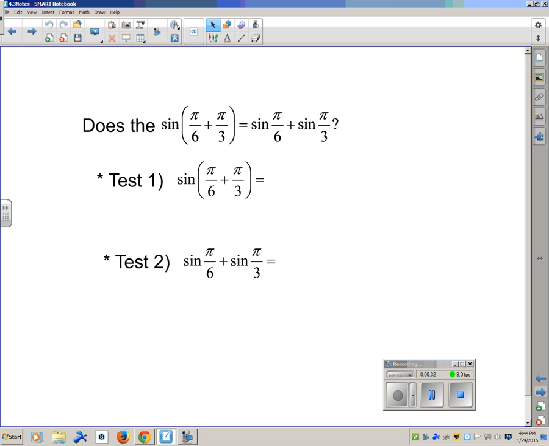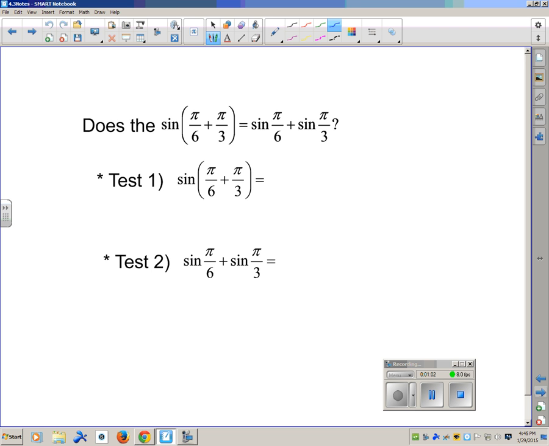So basically here, if you look through this, and if you have out your unit circle and your yellow identity sheet, we'll be able to go ahead and find these values. So either looking at your unit circle or your identity sheet, let's see if we can figure out if these are equal. It says, does the sine of pi over 6 plus pi over 3 equal, can you just distribute the sine through the parentheses and get the sine of pi over 6 plus the sine of pi over 3?